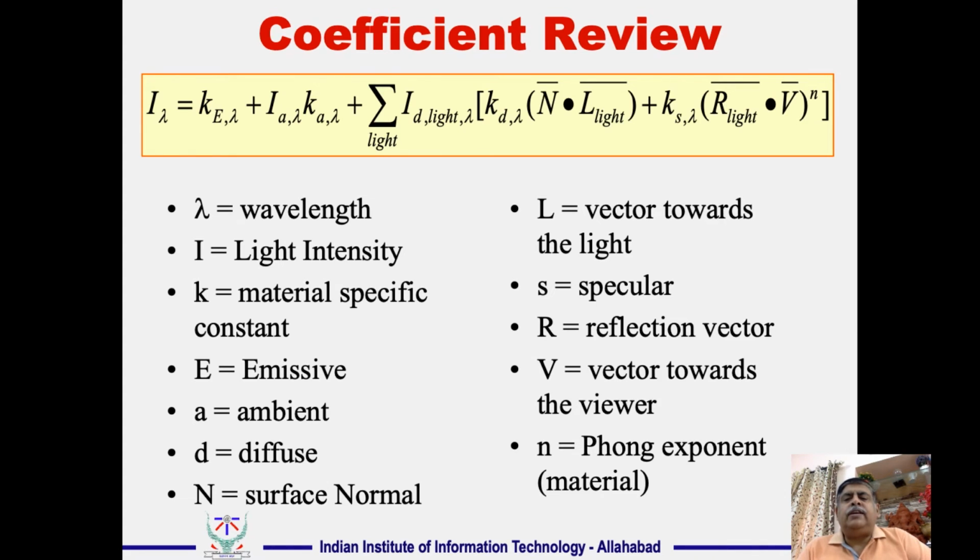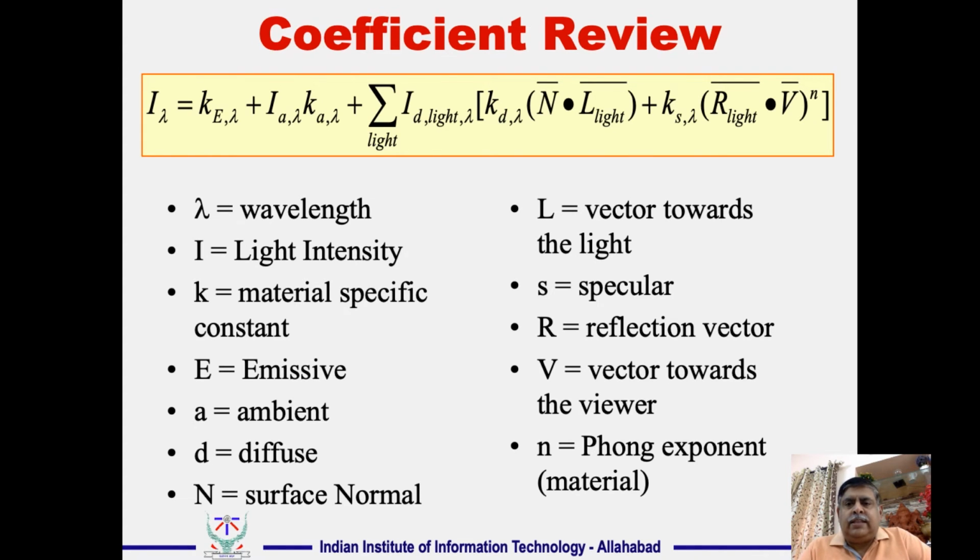V is a vector towards the viewer or the camera. That is, if I know the position of the camera, I can always compute the V vector from the position XYZ of the object which is being illumined. And n stands for the Phong component or the shining component, that is the exponential component, and this depends on the material that is being used.